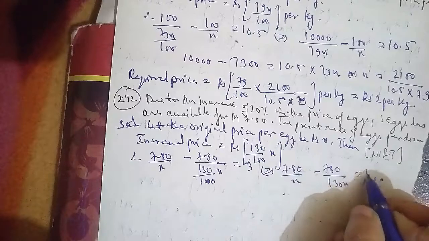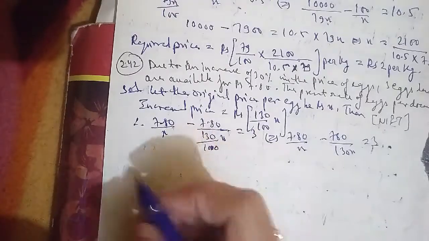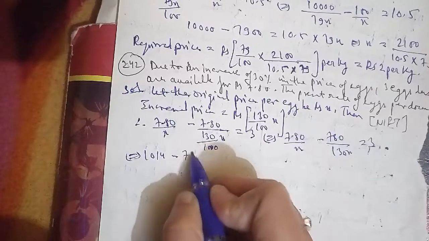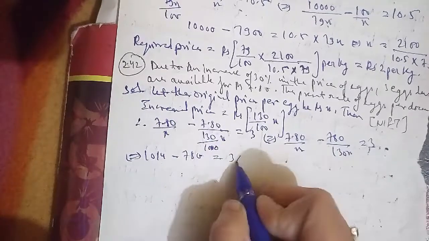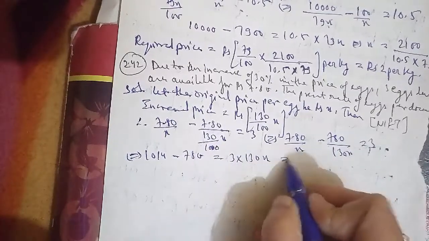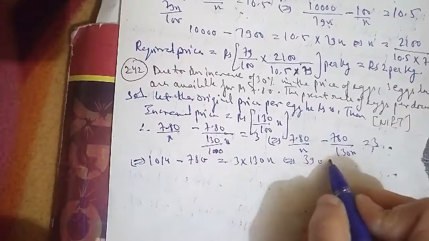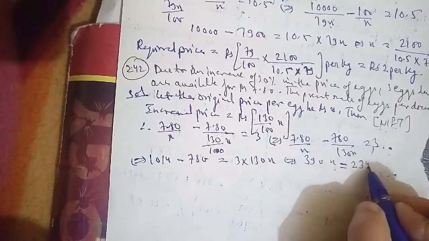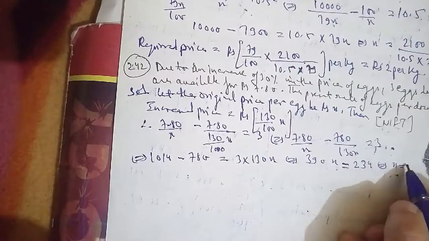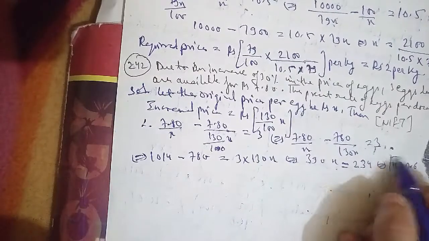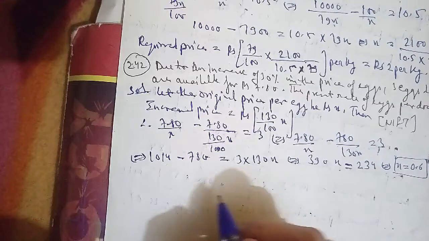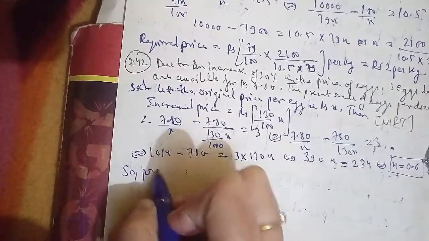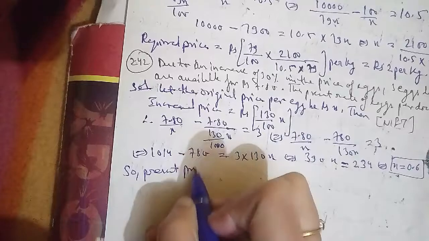So present price per dozen equals rupees 12 into 130 upon 100 into 0.6, which is equal to rupees 9.36 here. Okay, now we go ahead for the next question.